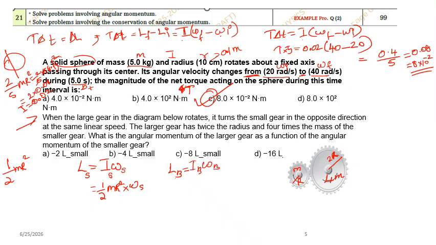See, I big is easy. Half into mass, which will become 4m, and the radius is half m r square, where the radius over here will become 2r the whole square, into omega b. Okay. Now what is to be done? Look over here.